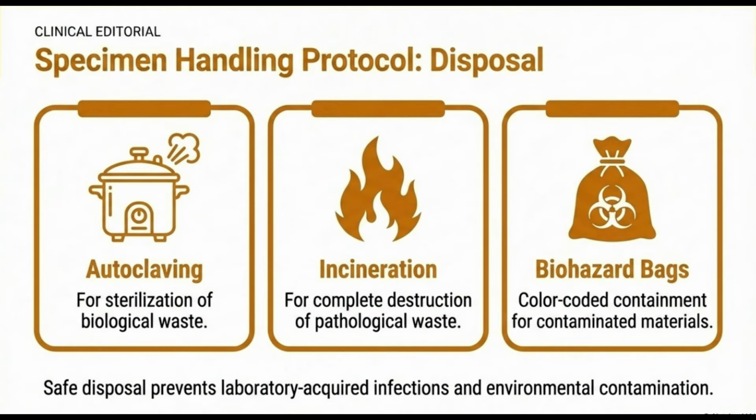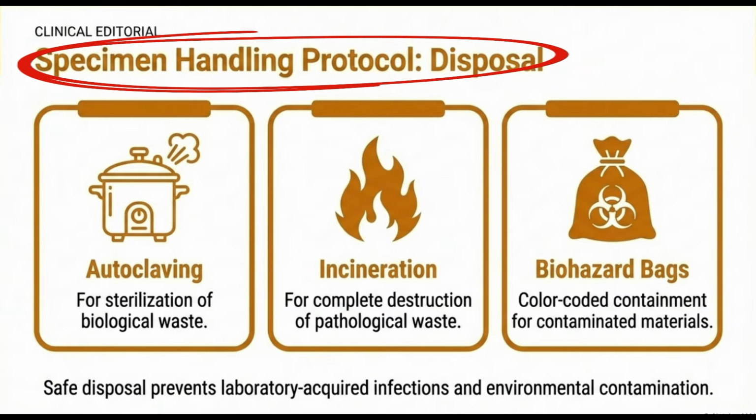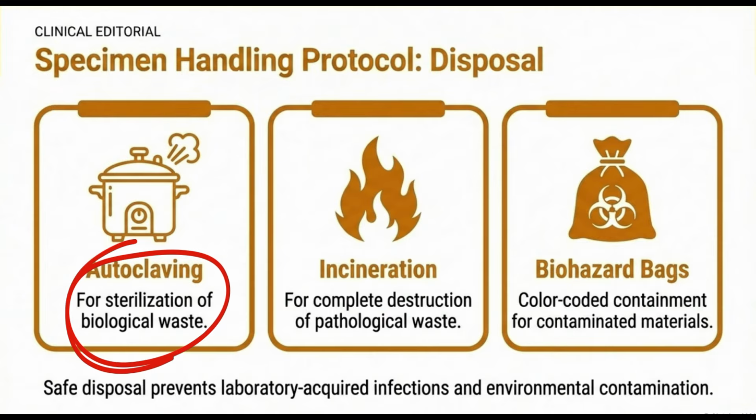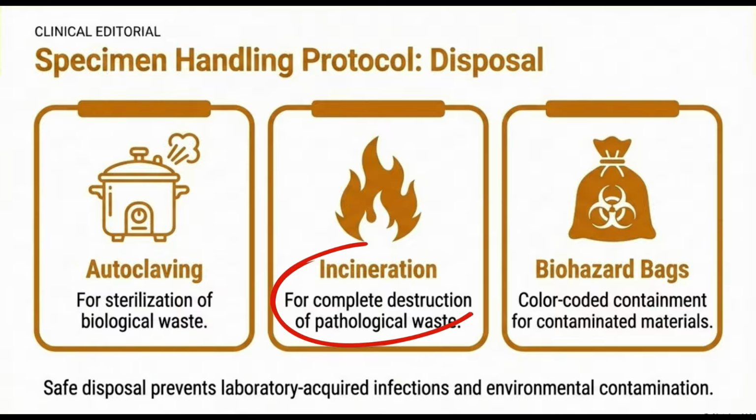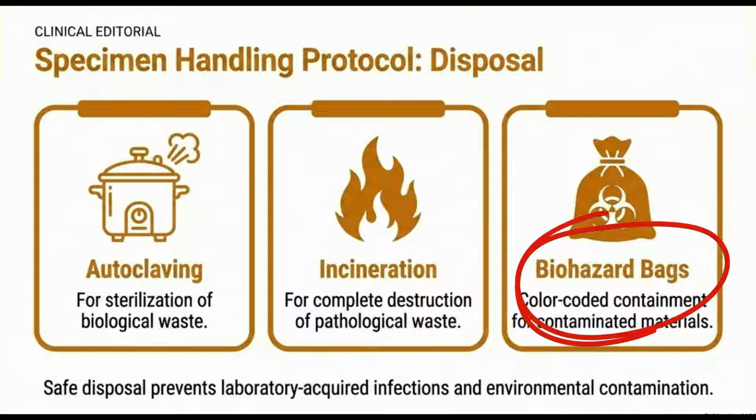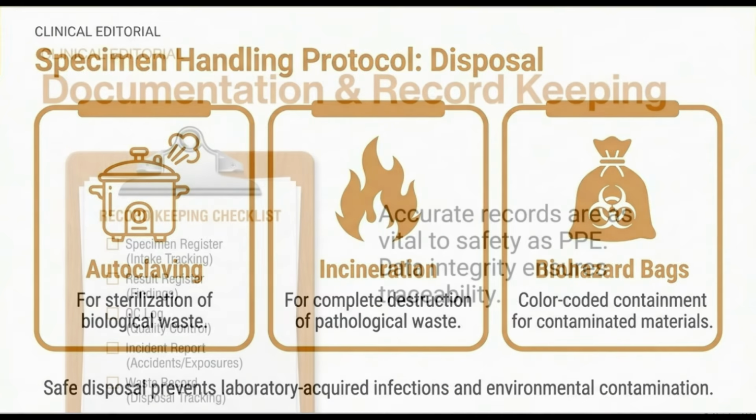And when the work is done, you can't just throw things away. Safe disposal is critical. Autoclaving uses pressurized steam to sterilize waste. Incineration gives you complete destruction of pathological materials. And biohazard bags make sure that contaminated items are safely contained until they can be disposed of for good. This is how we prevent infections from ever leaving the lab.